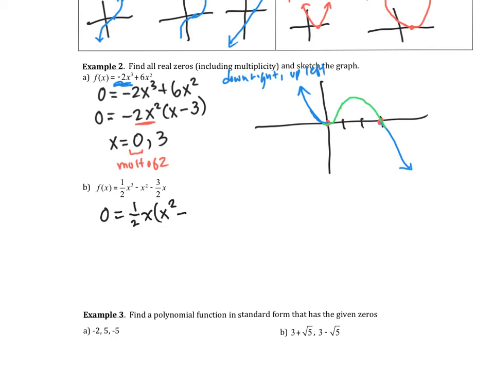Half x times something to give me x squared is actually going to be 2x, because half of 2 is 1, and x times x is x squared. And then the last one is just going to be 3, because if I do half x times 3, I get 3 halves x. And this is really just to make it easier for me to factor.